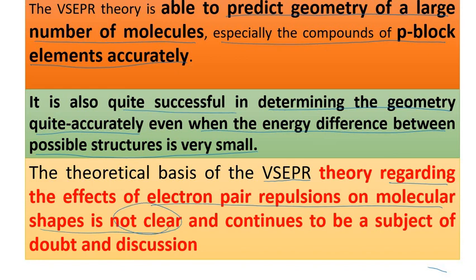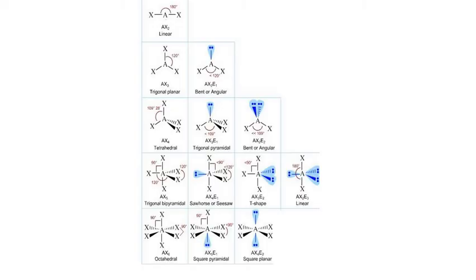So far we have learned so many examples, but still we say that it is not that clear, and it continues to be a subject of doubt and discussion. These are the things that you have to recall, students, right? And to conclude, we will have the last slide where we can see the clear representation. Okay, now you can just go through.